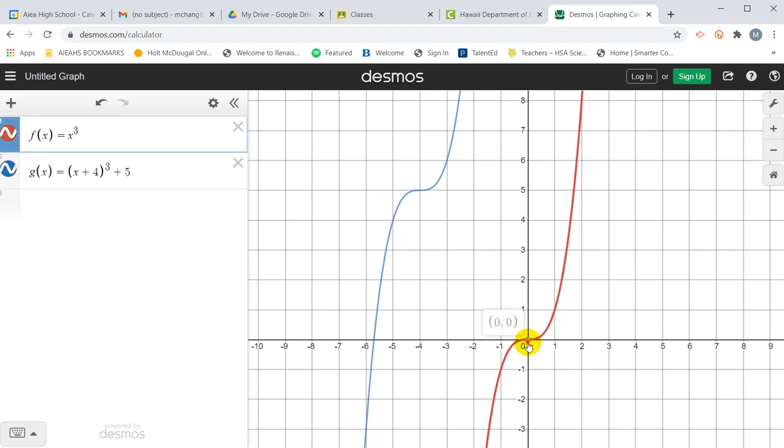Okay, so this is where we start. Our parent function is x cubed at 0, 0. If I compare it right here, there we go. As you can see, this graph is shifted 4 units to the left and 5 units up. So that's how that one works.